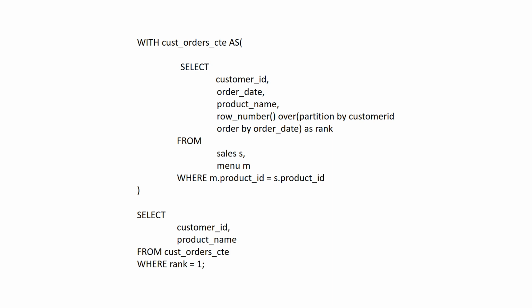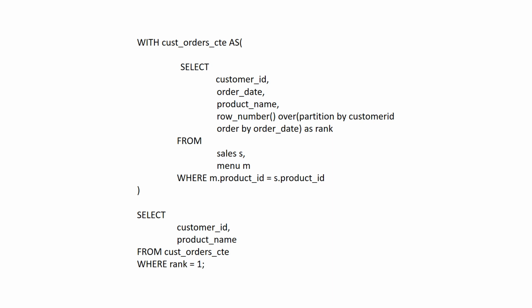The row number over partition by customer ID, order by order date, as rank. Okay, so it is a window function that assigns a sequential integer to each row within a partition by customer ID, order by order date. Okay, and what each item of this query will do, so let me explain.